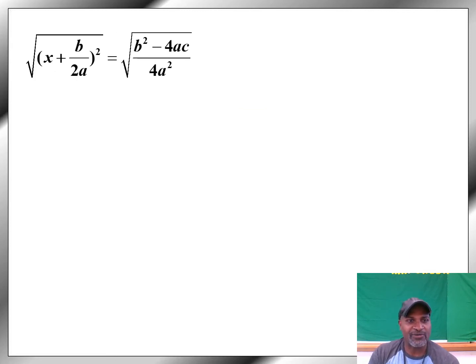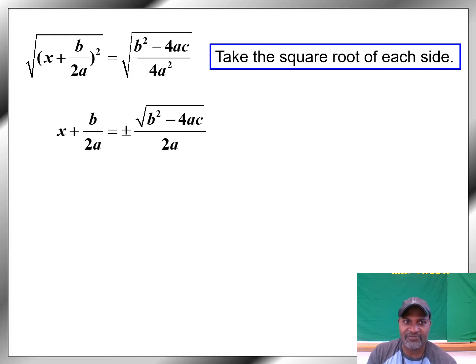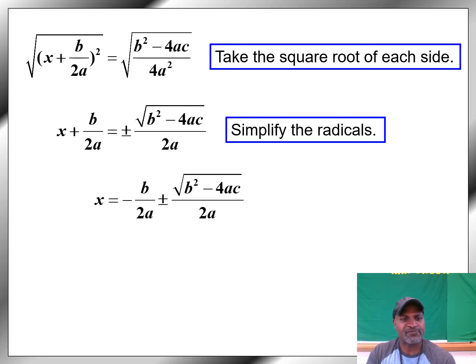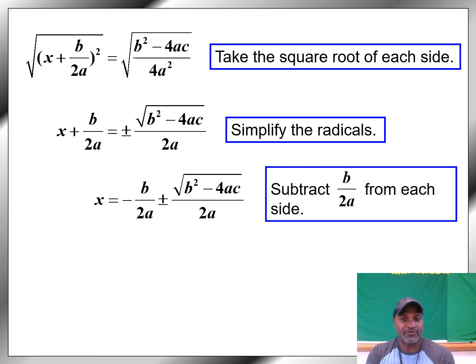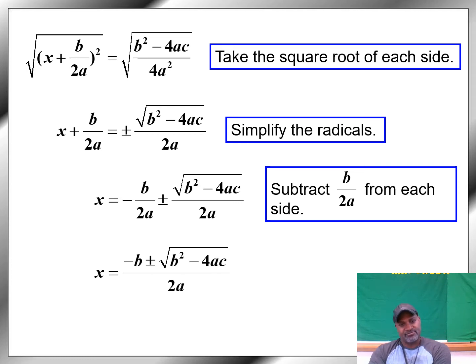All right, so now we can take the square root of both sides, because it is a perfect square on the left. That leaves us with this situation. And then finally, let's simplify a little more. Simplify the radicals, moving the negative b over to the other side to isolate x. We have actually solved the general equation for x.